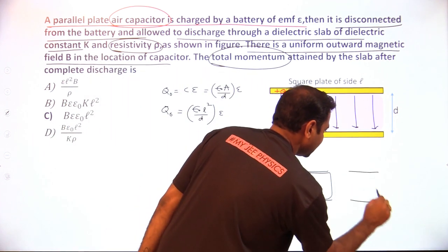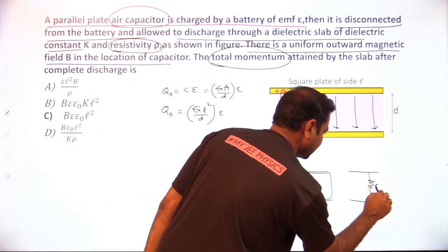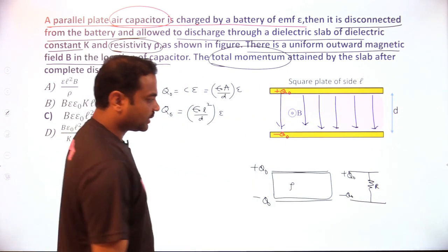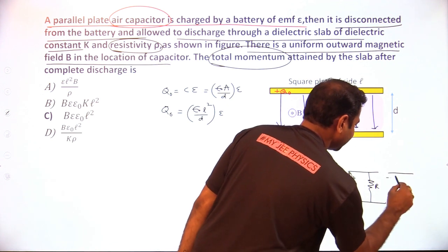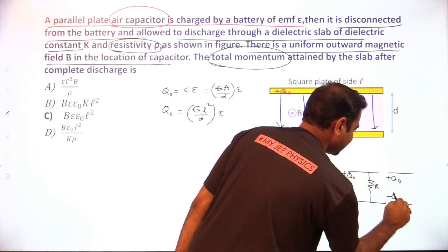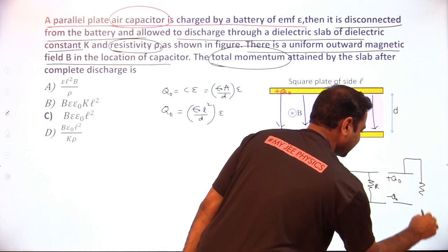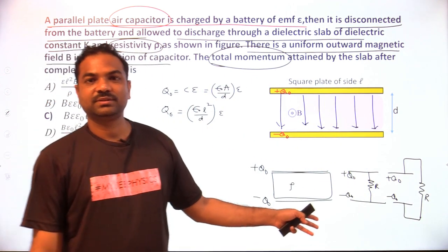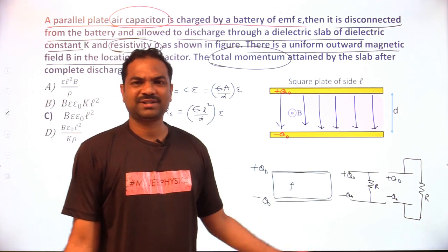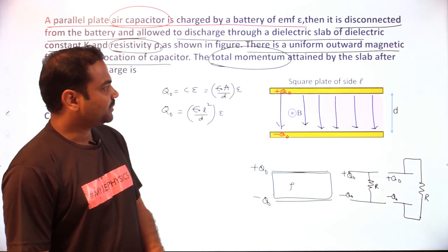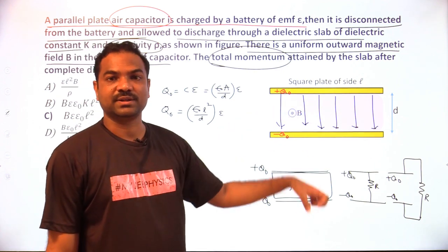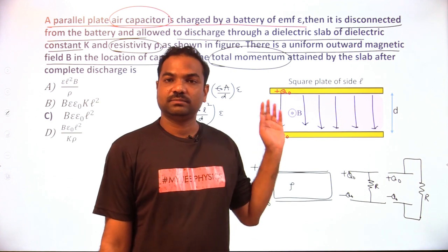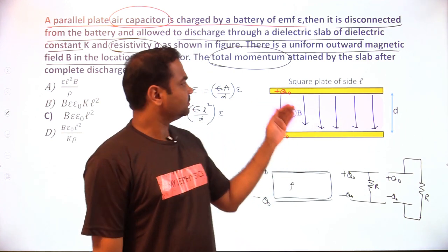Then it's something like this: two plates are connected by some resistor R, with positive charge and negative charge. So the known diagram I can draw is something like this, plus Q naught and minus Q naught. This is a diagram known to us, so you can easily identify it as the decay of charge on a capacitor, or simply the discharging of a capacitor. That means the charge on the capacitor keeps on decreasing.